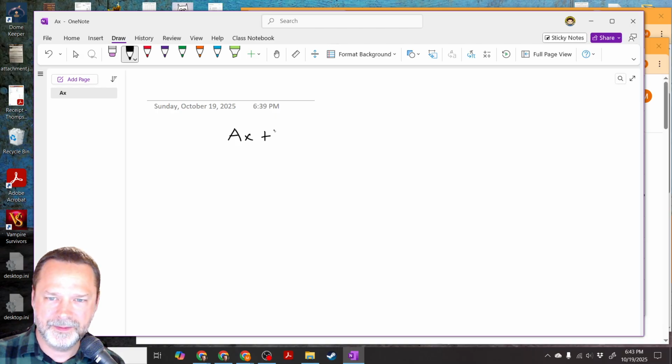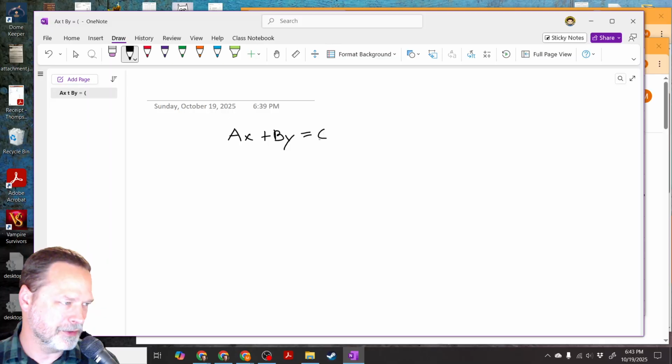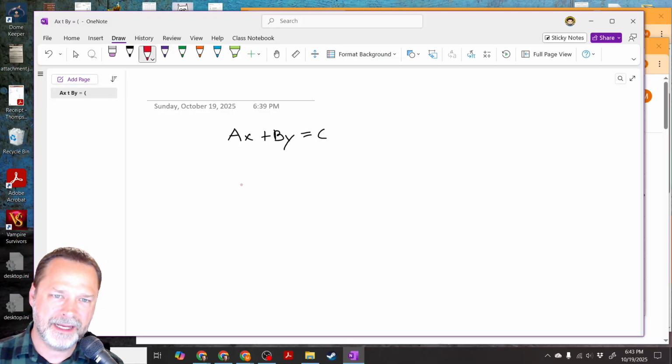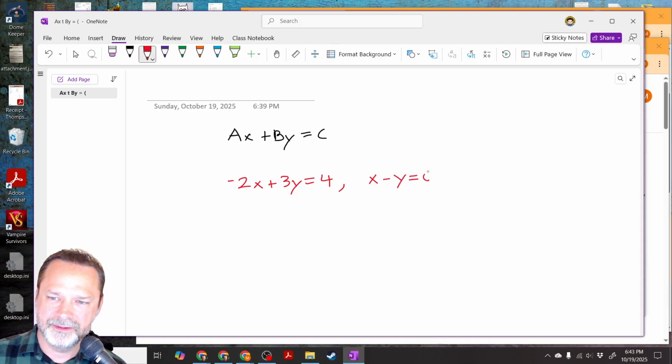ax plus by equals c. That's what we call our standard form. Examples of that could be like negative 2x plus 3y equals 4. Another example might be x minus y equals 0.